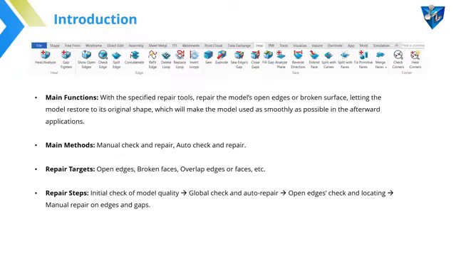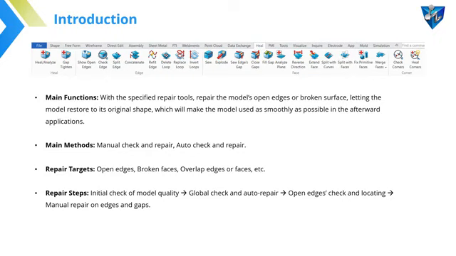As you can see, under the tab here, there are lots of tools for you to do the check and repair. With these specified repair tools, the model's open edges or broken surface will be repaired reasonably, which will let the model be close to its original shape. And therefore, the model will be used as smoothly as possible in the afterward applications, which is the main function or purpose of model repair.